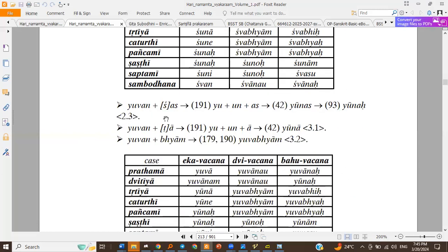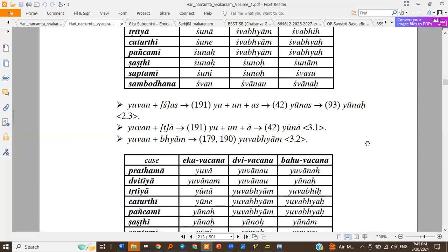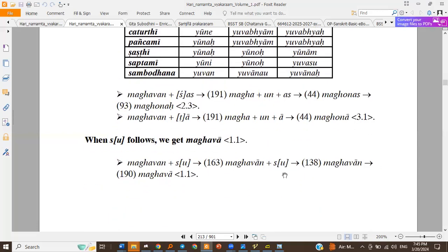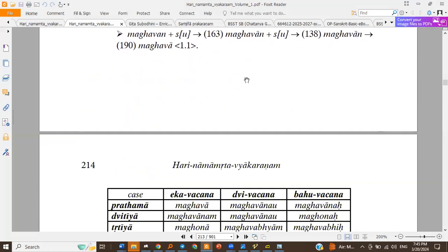Then Yuvan plus Shas. So with Bhagavat following, the va becomes U. And we get Trivikrama by the Shavtara Ekatmake. And we get Yunaha. Then Yuna and so on. Yuvabhyam ityadi. For Maghavan also the same thing. Maghona.